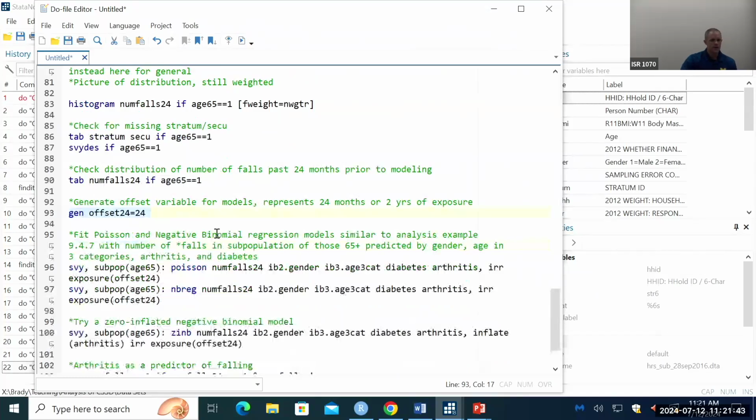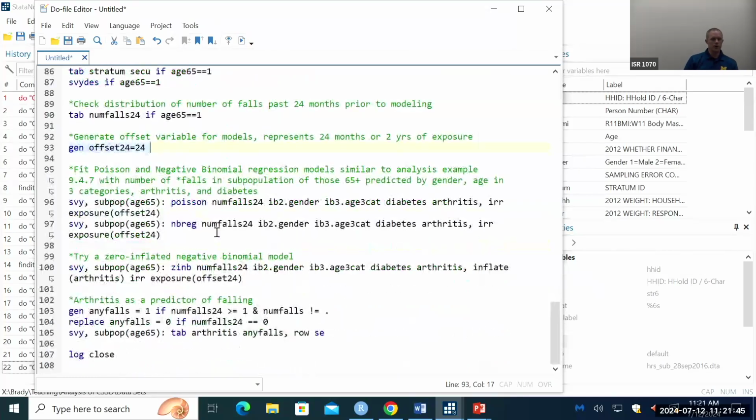Okay. Now that we've done that data prep, we can use SVY Poisson or SVY NB-Reg. Poisson fits the Poisson regression model. NB-Reg fits the negative binomial regression model. And we're including all the zeros as part of the distribution. I posted an announcement about that assumption of the distribution. Okay. So here, this is not zero inflated.